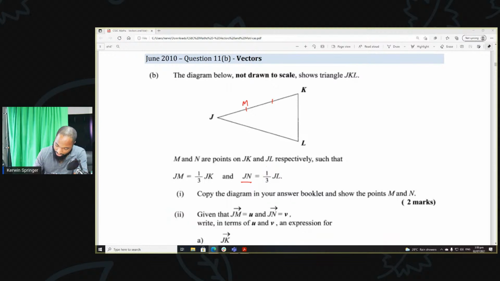So the same thing is happening here. I am also proud of this, and I got 2 marks for that. Given that JM is U and JN is V, I can put that in another color. So this way is U, but this way here is V. Write in terms of U and V an expression for JK. So JK must be 3U because it's 3 of J to M's.